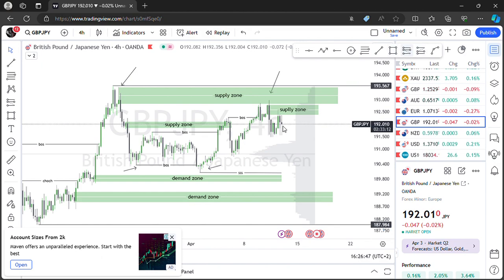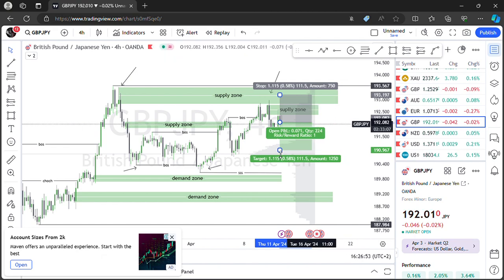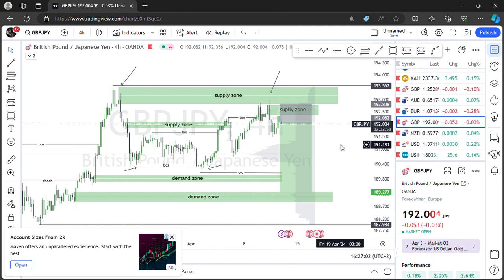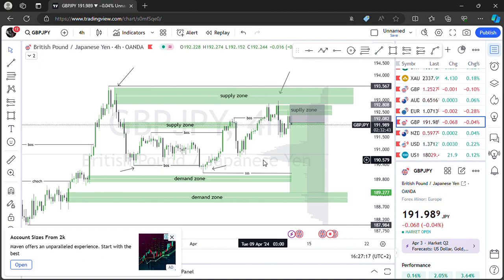So what do we need to do? We need to be looking for selling opportunities exactly on that level, and then we target the overall demand zone here. So this is a pair that I'll be looking at starting from today, the 11th of April. I'll be monitoring this trade on GBPJPY until next week. So if you're interested in taking this setup, make sure you monitor it and wait for perfect confirmation before you enter.